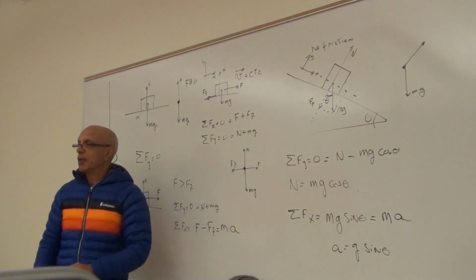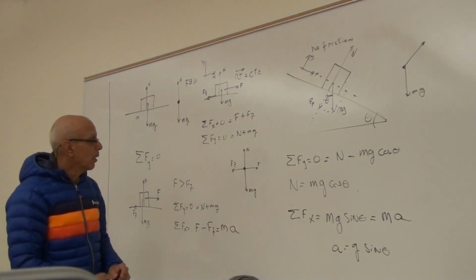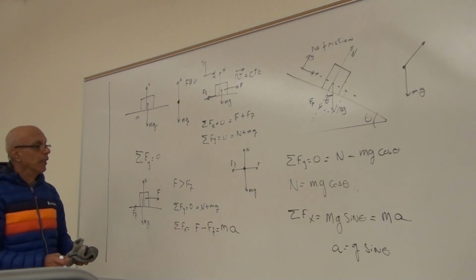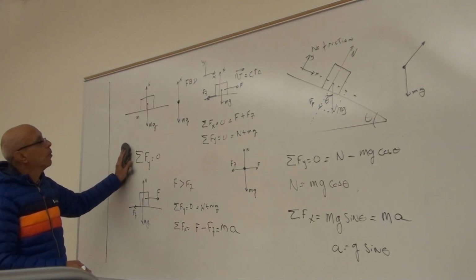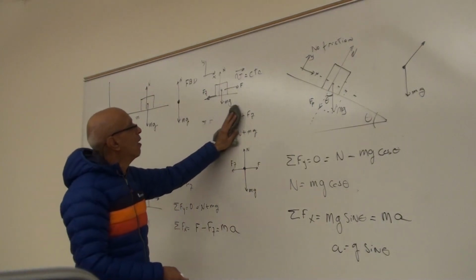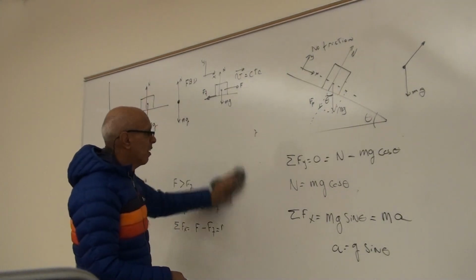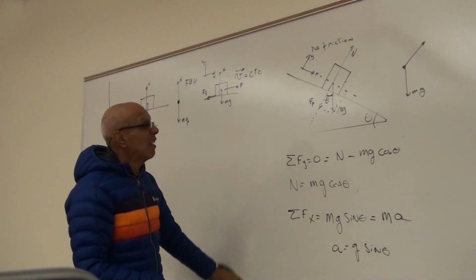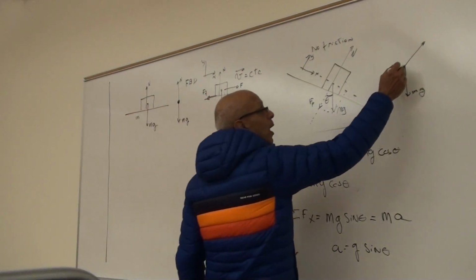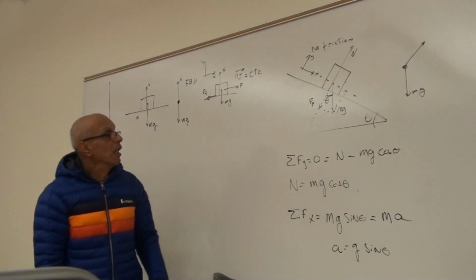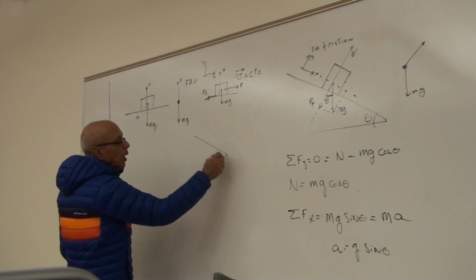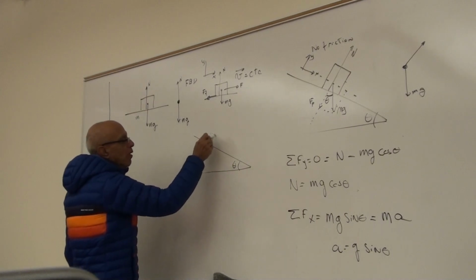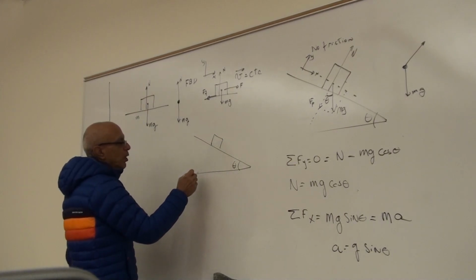Now let's talk about friction. I'm going to erase this part because I don't have space anymore. So this is the free body diagram for this situation. Now I have the same angle theta, and here I have my block, and now I have friction.